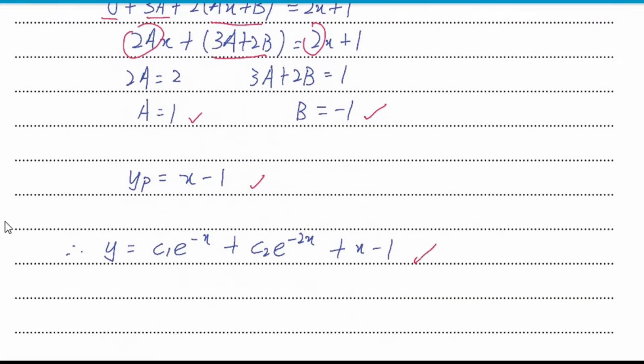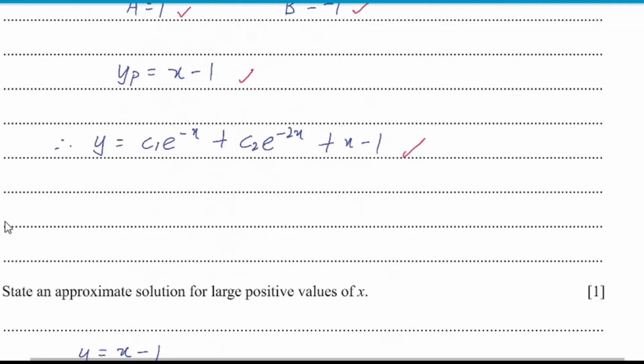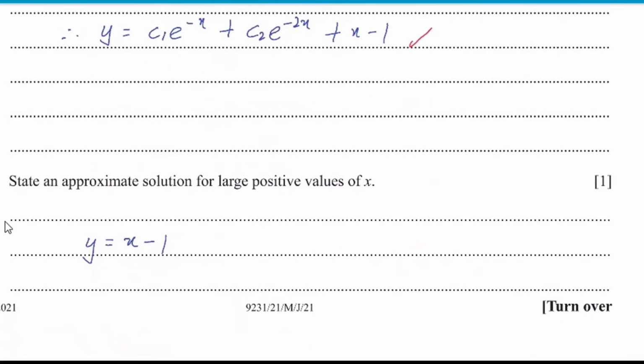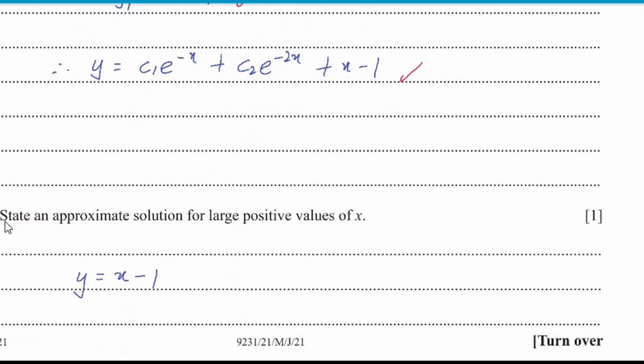Finally, we will have the general solution. Because they didn't give us a value, we do need to sub in and find it. So this would be the general solution for this equation. In the second part, we are to state an approximate solution for large positive values of x. This is when we are looking at x approaching infinity, because that is a large and positive value. When x approaches infinity, all the e power negative terms will approach 0.